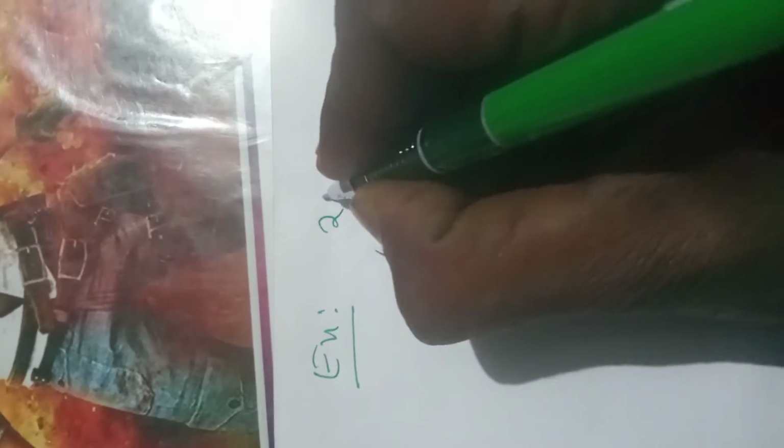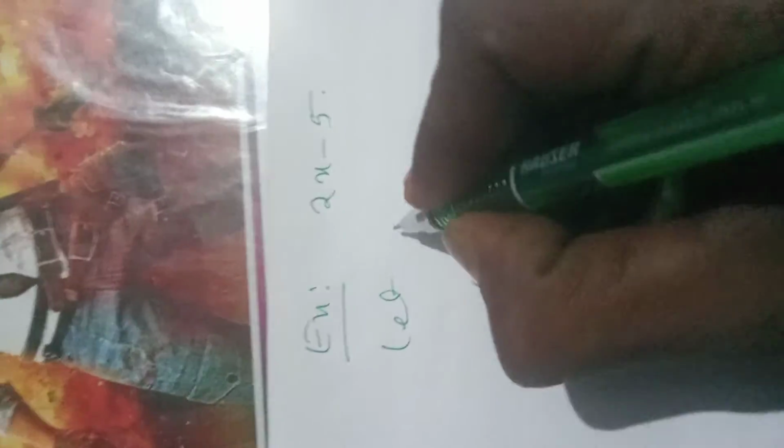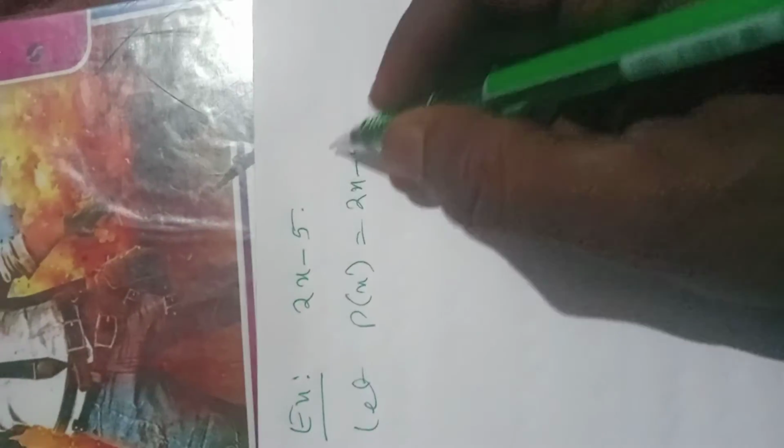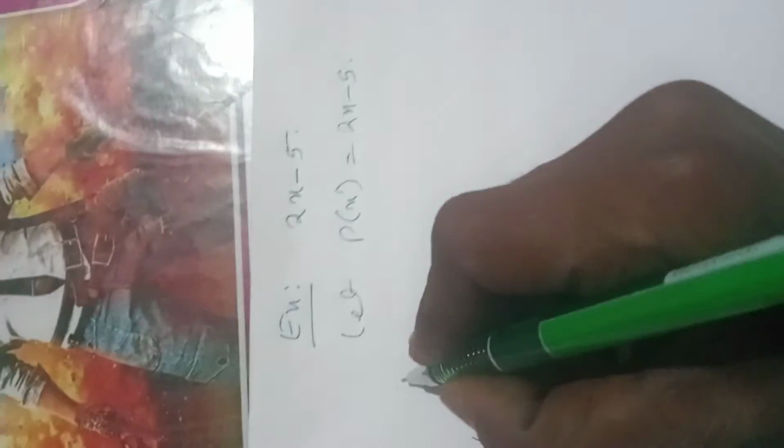So let me take one more example. Look here. One polynomial is given to us, that is 2x minus 5. Now I want to find the 0 of this polynomial. So what do we do? First we need to assume it as p of x. Then after, we go to find the value of x which makes the value of this polynomial 0. For that, what do we do? We must equate p of x to 0 first.